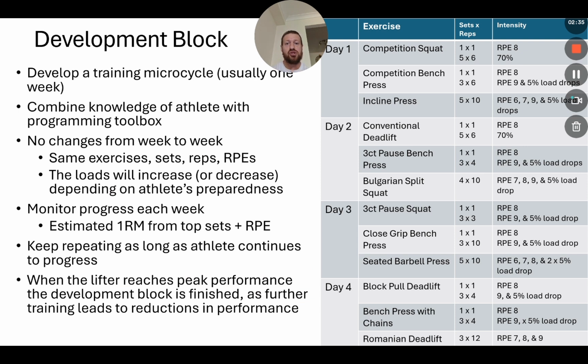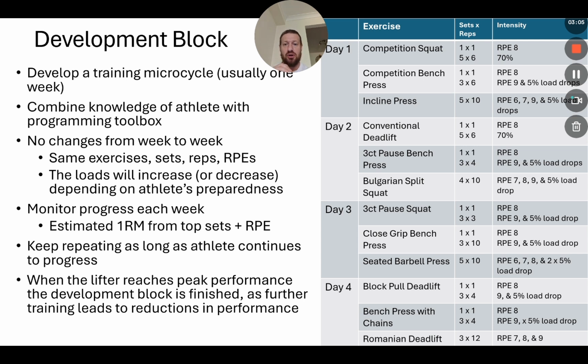So you start with a development block. So you develop a training microcycle, which usually is a week, although not always. And you're combining all your knowledge of the athlete and your experience as a coach to draw from your programming toolbox and create the best program that you can. But you're not going to make any changes from week to week. It's the same exercises, same sets, same reps, and the same intensities. The only thing that's going to fluctuate is the load on the bar, depending on if the athlete gets stronger or if they're less prepared and maybe they lift less weight.